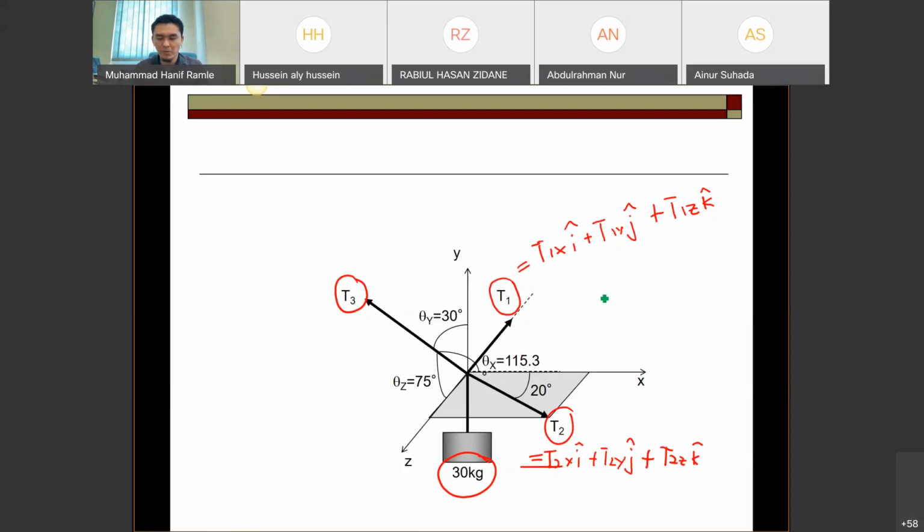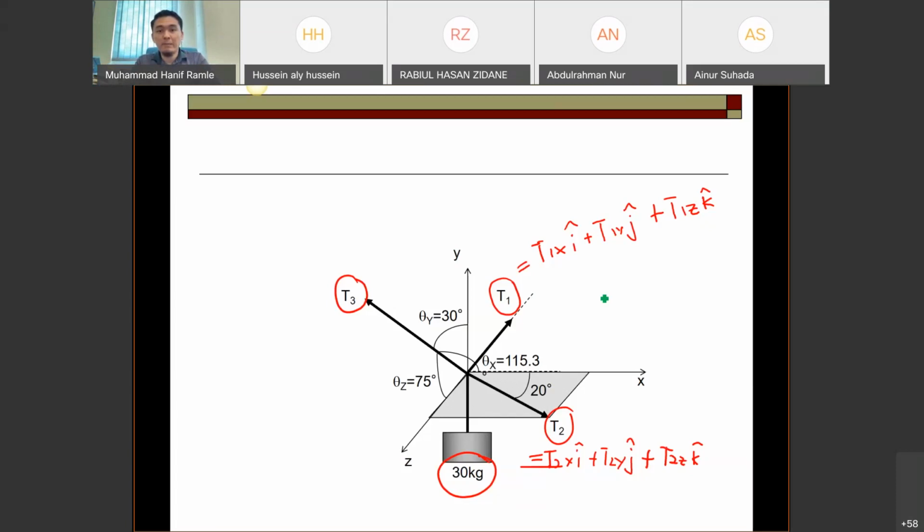No, the components of. Doctor, we can find T1 by the equilibrium rule by finding T3 and T2 and the 30 kg, because we don't have any angle for T1. We have angles for T3. Yeah, I understand. But again, you have to transform T1, T2, T3 into ijk form first before you solve the T1 value.